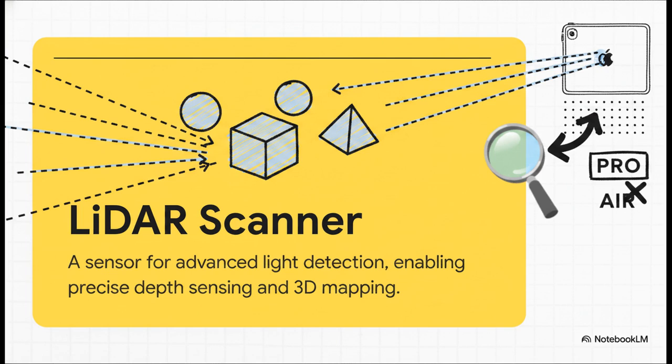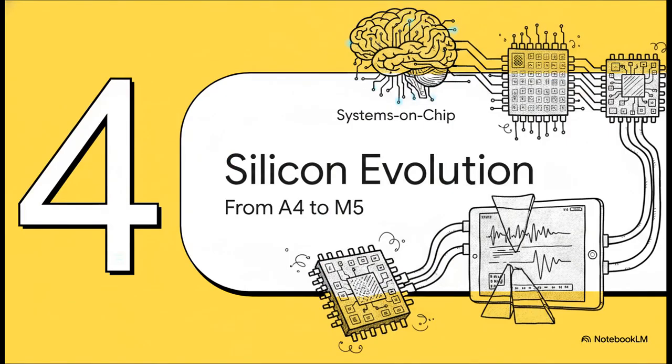It's exactly this kind of specialized, high-end sensor that strictly separates the Pro family from the Air. All right, Section 4, the silicon brain evolution, from A4 to M5. Let's peel back the glass for a minute and look at the actual systems on chip, the all-in-one processors that make all of this possible.